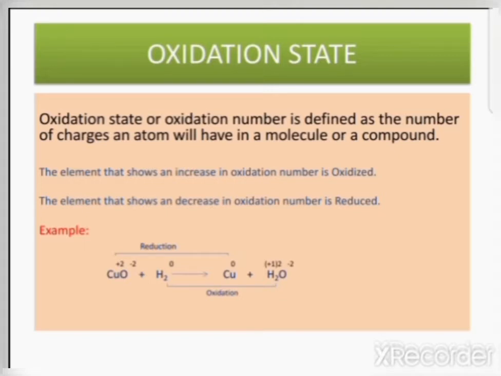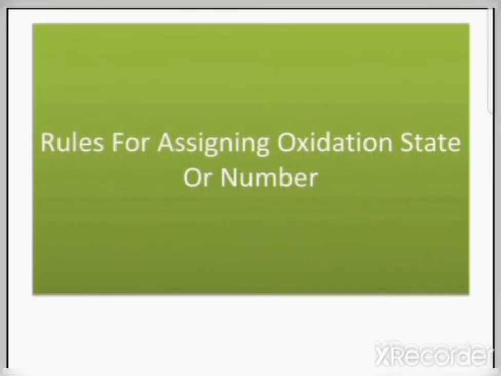After reacting with copper oxide, it becomes H2O, that is water. Now the oxidation state of hydrogen after reacting is +1. Since the oxidation state of hydrogen increases from 0 to +1, therefore hydrogen is oxidized in this reaction. There are certain rules for assigning the oxidation state or number to an element in a compound. Now let us study these rules in detail.